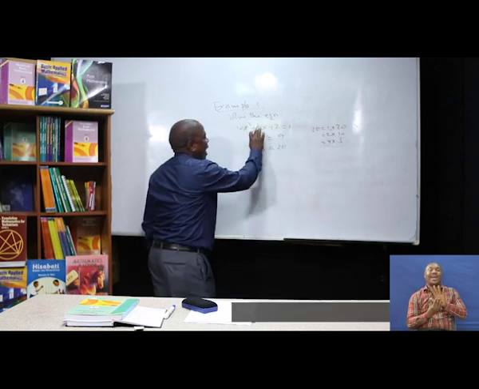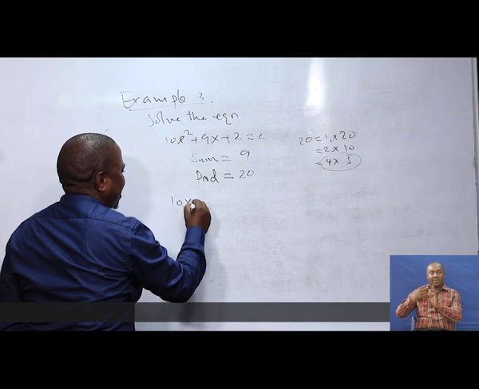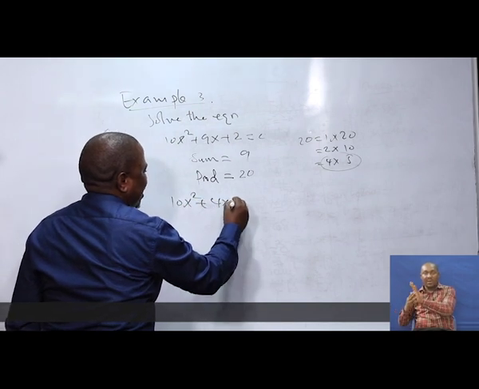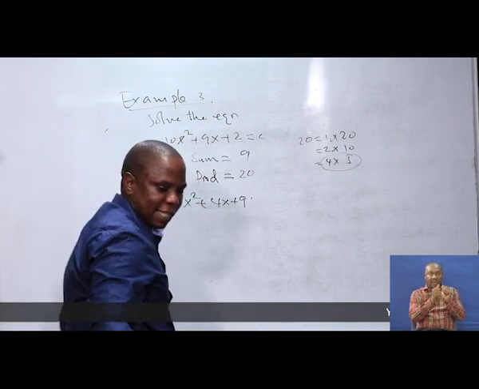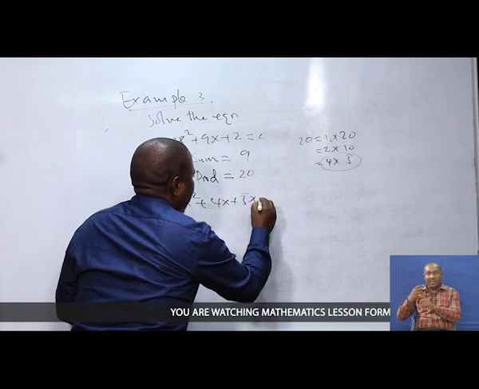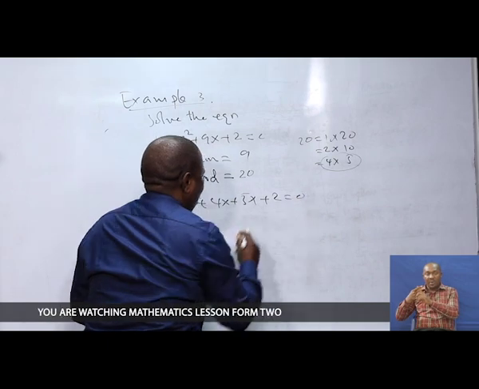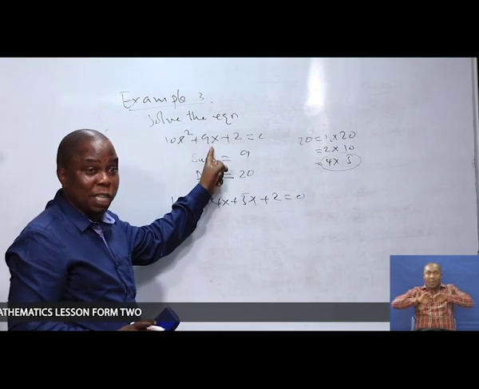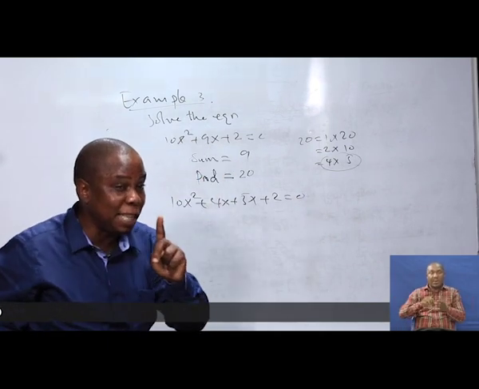Now, instead of writing 9 here, we'll write 10x squared plus 4x plus 5x plus 2 is equal to 0. We have split the middle term here. That's why we call it splitting the middle term.